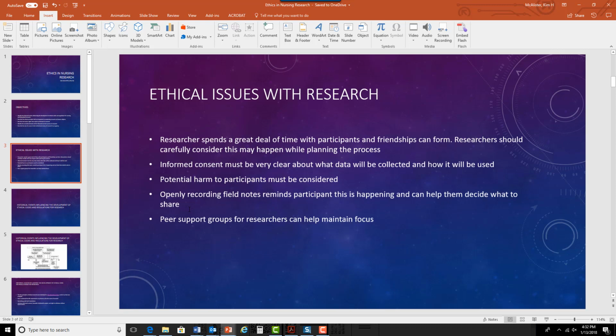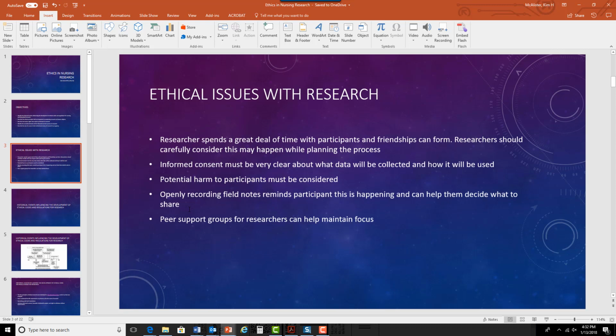There are also some issues with research in that people who are conducting the research can develop relationships and even friendships with the participants, and this can impact your bias and your ability to see things clearly.